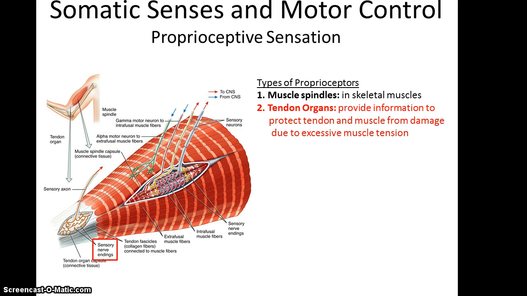The second proprioceptors are found in tendons. They're called tendon organs. They help provide information to protect the tendon and muscle from damage due to excess muscle tension. So again, they are detecting how much stretch is going on, trying to let you know when you're doing too much stretching.